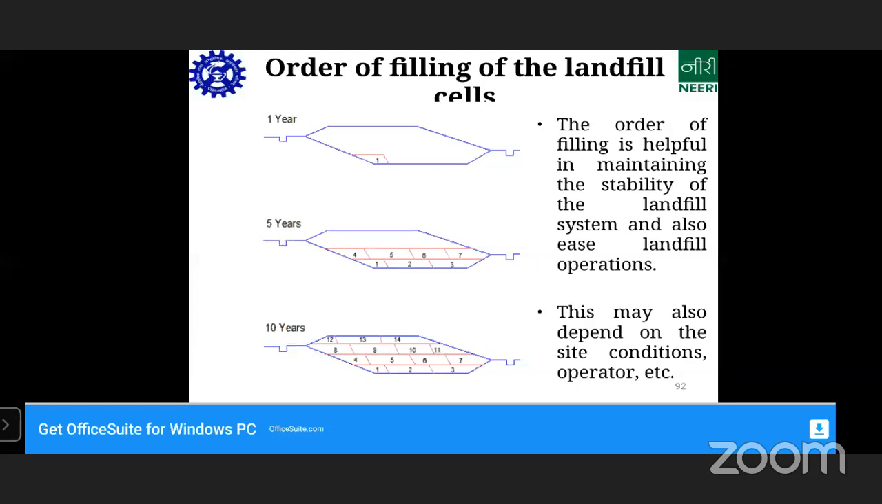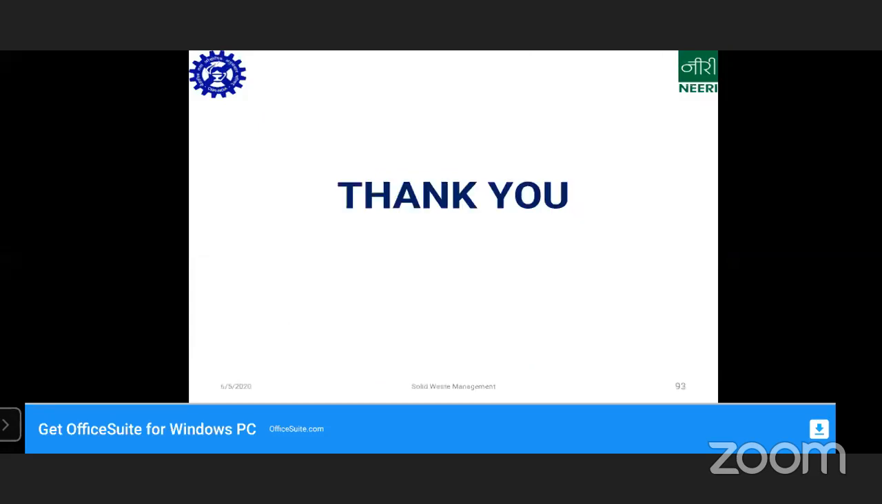This was successfully done in Bangalore. I wanted to show you all the photos, but since time is up, I think I'll conclude with this.